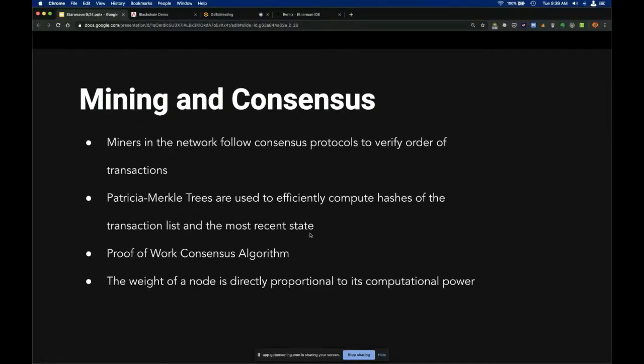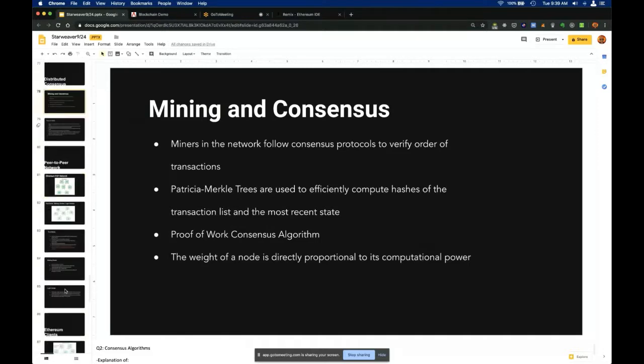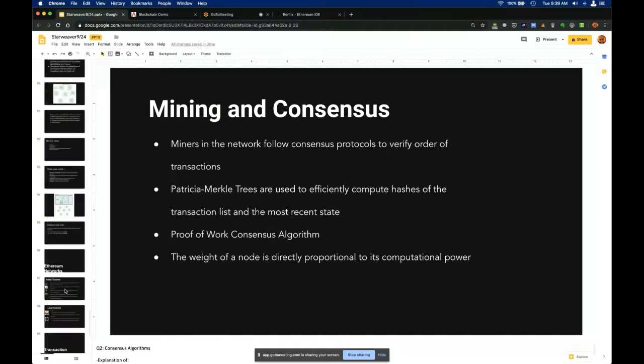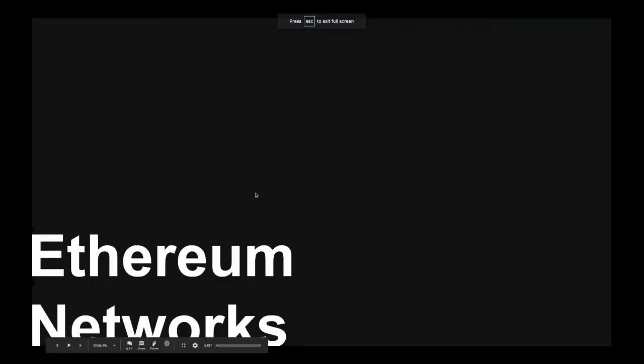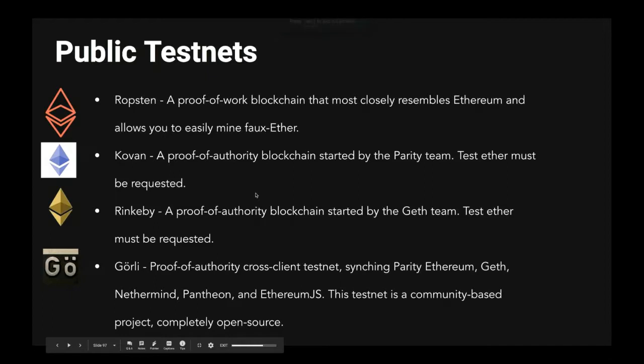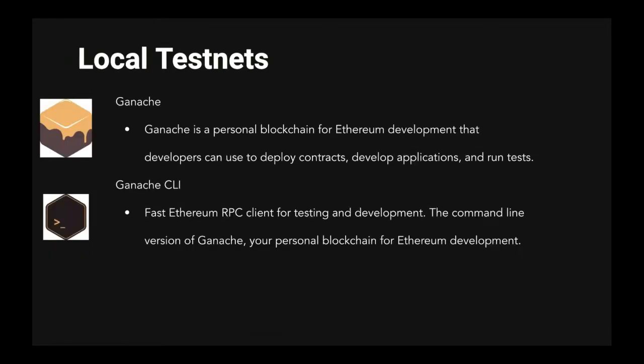Let's continue down this right here. And get over here. So with Ethereum, there are basically two different kinds of networks: there are public testnets, and then there's obviously the mainnet, and then there are local testnets. So for public testnets, there's Ropsten, which is a proof of work blockchain, very similar to the mainnet, Kovan, Rinkeby, and Goerli. And then as far as local testnets go, we have Ganache and Ganache CLI.